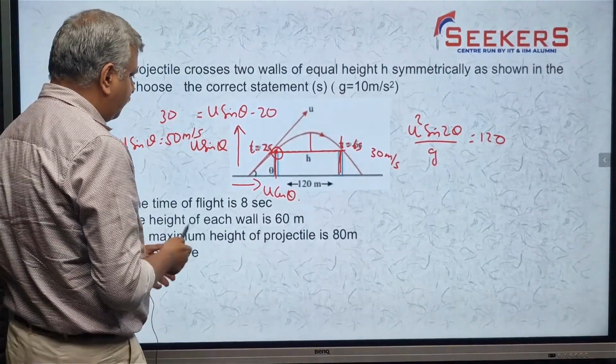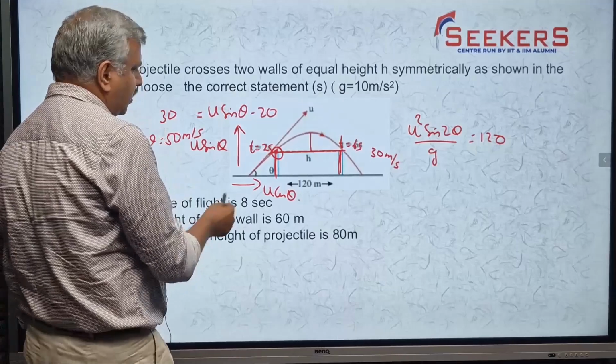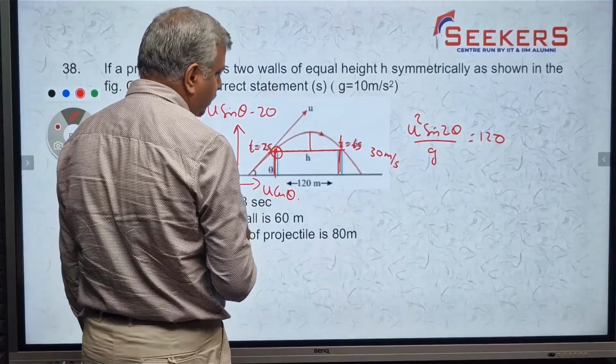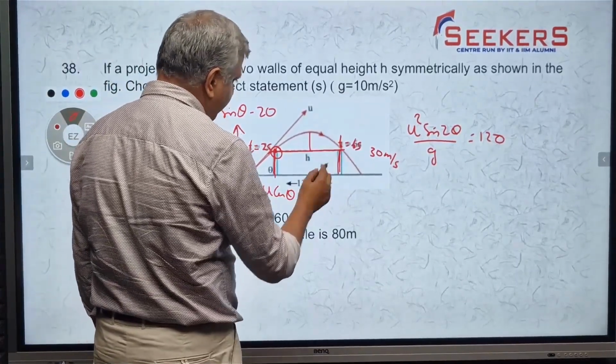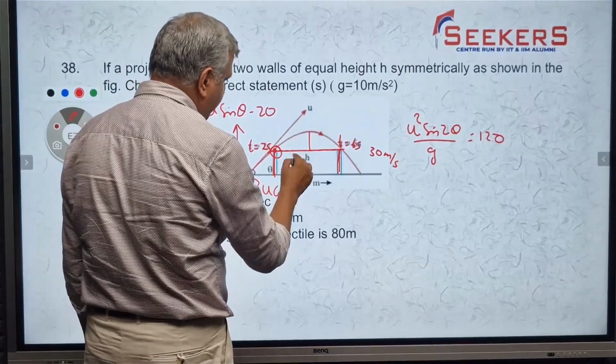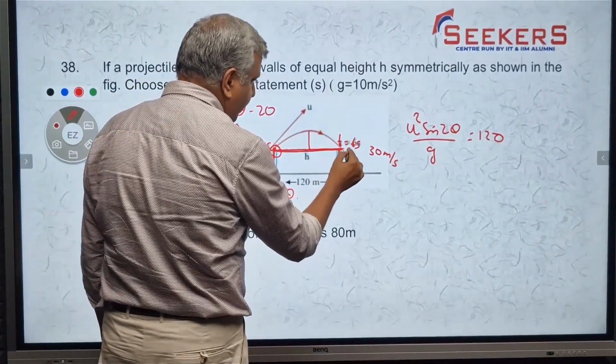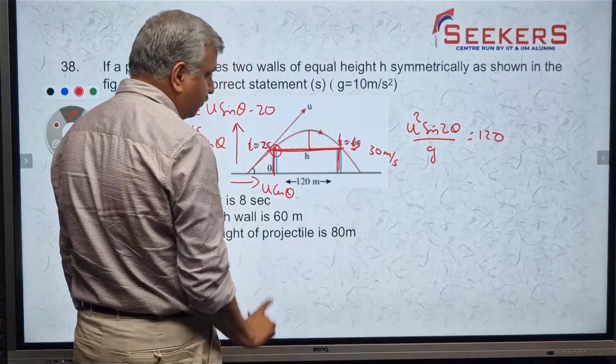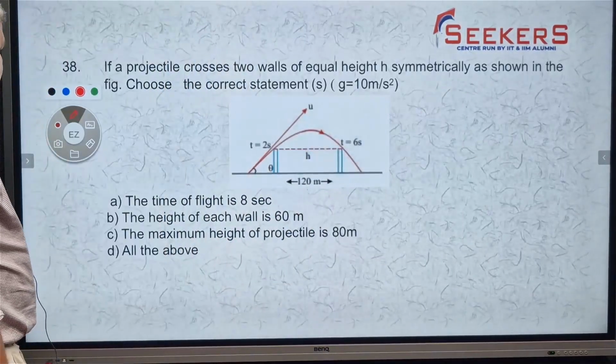So the total time of flight is 8 seconds is obviously wrong, because it takes 2 seconds to go here. Oh, okay, correct. The statement is correct. Understand, it takes 2 seconds to go here. I made a mistake. I said this total time is 6 seconds. No, that total time is only 4 seconds. Okay, let's do question number 38.